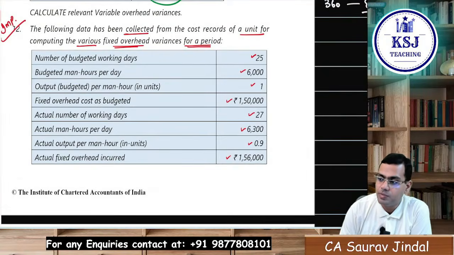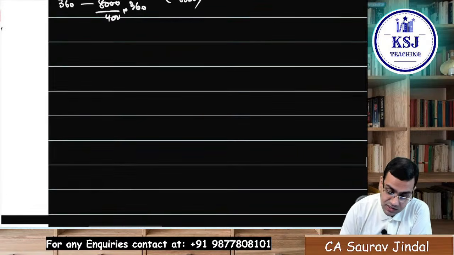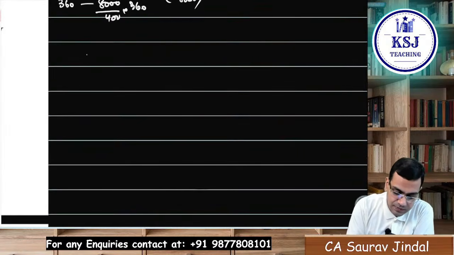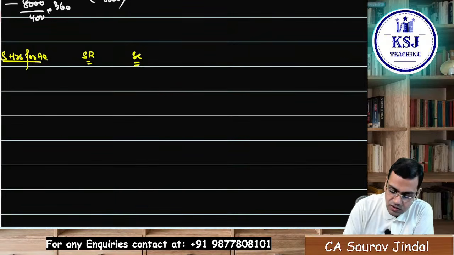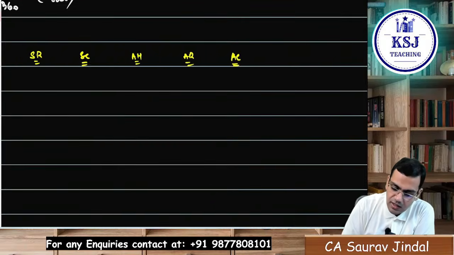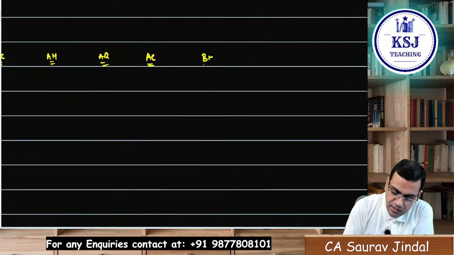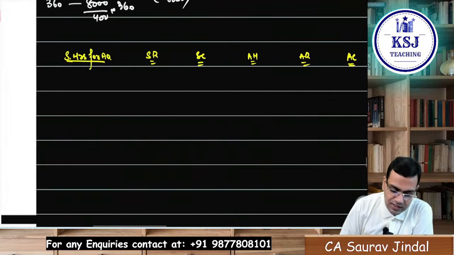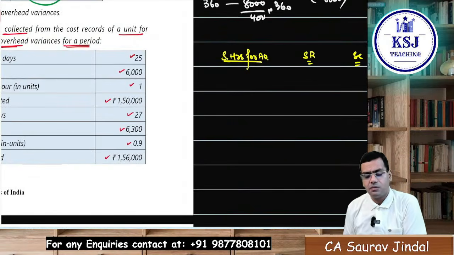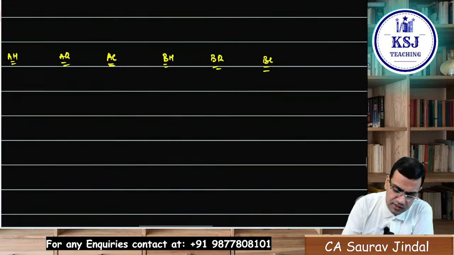Now we will have to prepare the fixed overhead variance table. Now this is going to be interesting. Standard hours for actual output, and the standard rate and the standard cost and the actual hours and the actual rate and the actual cost and budgeted hours and budgeted rate and budgeted cost. Okay, so let's start with the budgeted cost now. What is the budgeted cost, sir? 1,50,000. Simple.